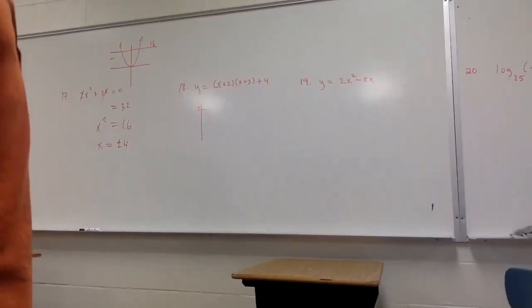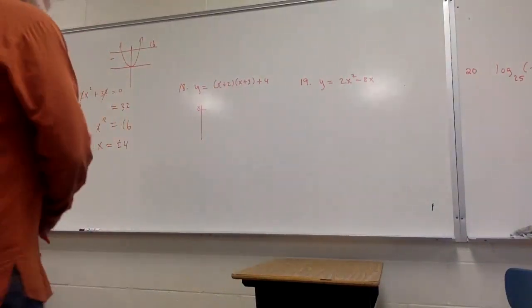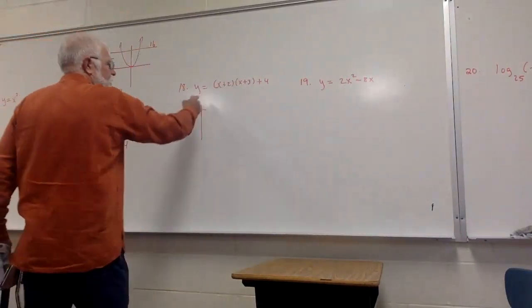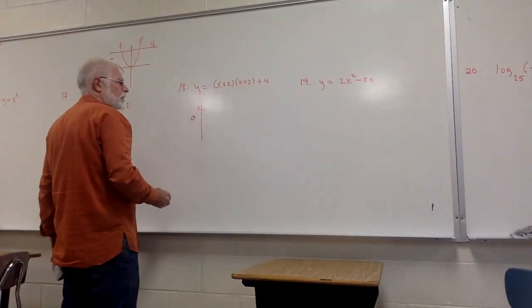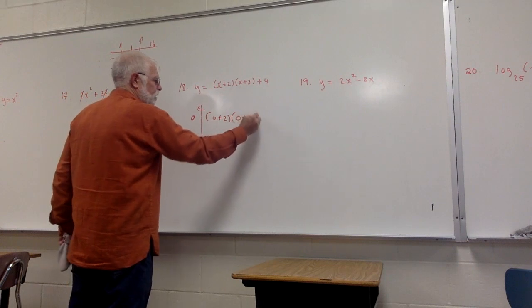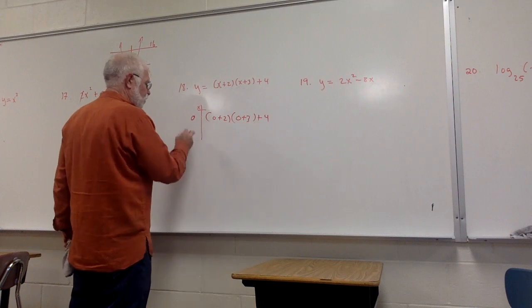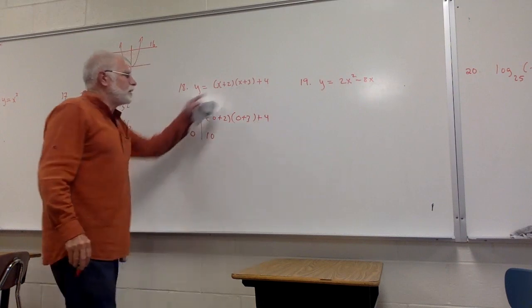Oh, y equals 2x squared minus 8x. I better get the sheet up. This one here first. So what's the y-intercept? Well, anytime you want a y-intercept, you plug 0 in. So that becomes 0 plus 2 times 0 plus 3 plus 4. I think 2 times 3 is 6 plus 4 is 10. That goes through 0, 10.